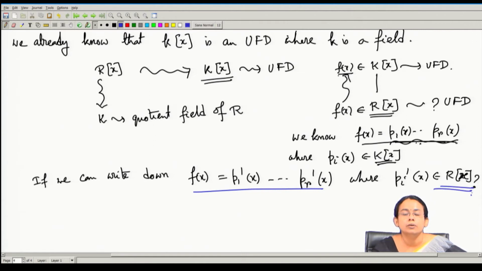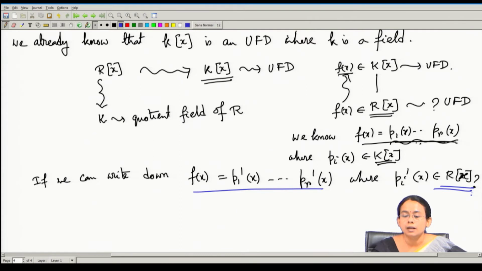Is it possible or not? That means we have to relate the factorization of Kx with the factorization of Rx. If we are able to do that, then it will be easier for us to conclude that Rx will also be a UFD. So, in order to answer the question that I asked in the beginning, we need to understand the factorization of a polynomial in Rx and in its quotient field, and what the relation is between these two factorizations. If we are able to understand it completely, then we will be able to answer that question.